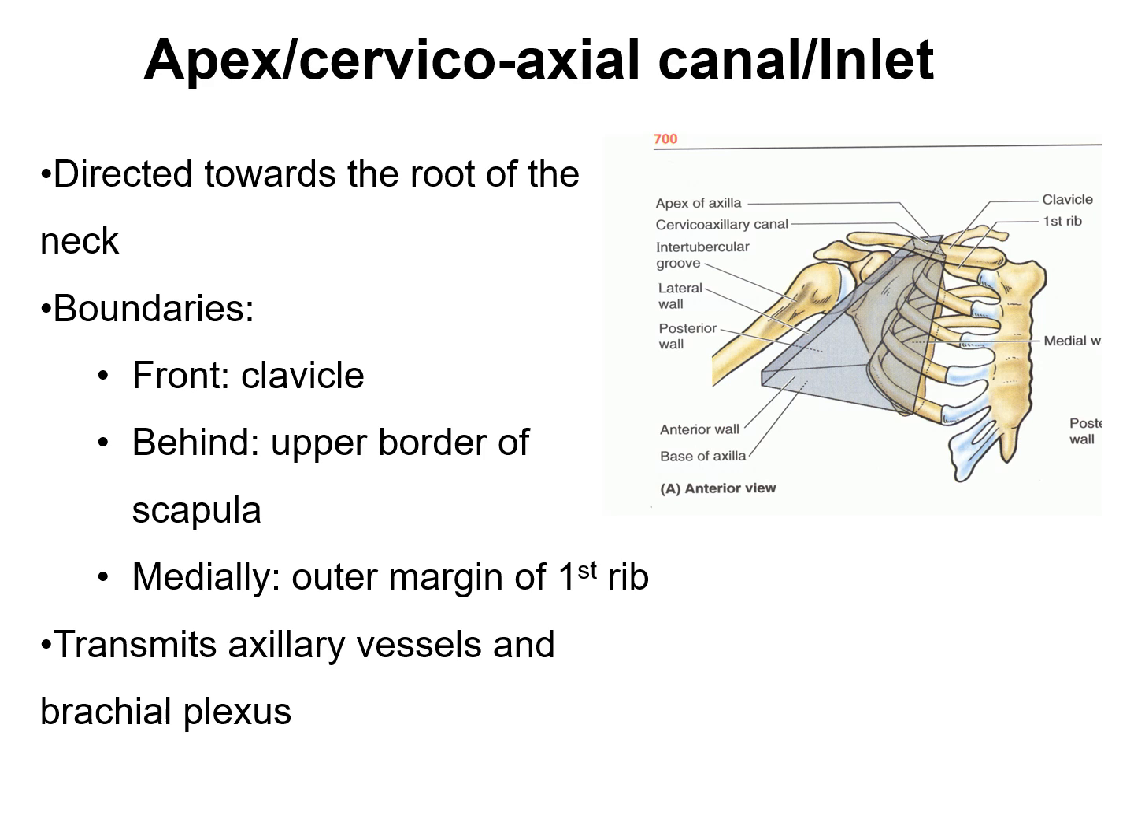As you can see here, look at the apex, as you can see my cursor. And for that apex in particular, it also has its own boundaries. You can see that it's quite related to the clavicle in the front. Behind it, you're going to have the upper part of the scapula. And then medially, you're going to find the first rib, exactly the first rib. So that is the apex, the tipping point of the axilla, of that pyramid space. And then it transmits axillary vessels and the brachial plexus.